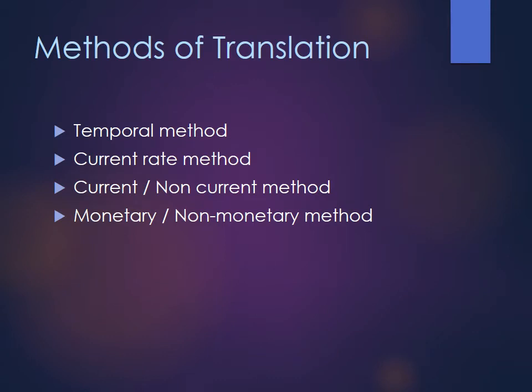There are 4 methods of translation: temporal method, current rate method, current non-current method, monetary non-monetary method. Now we will discuss all methods one by one.